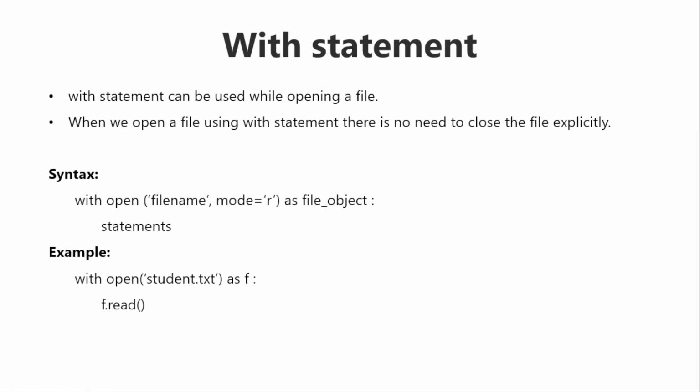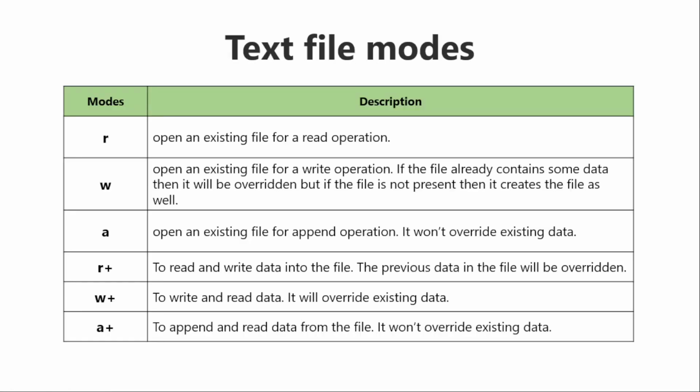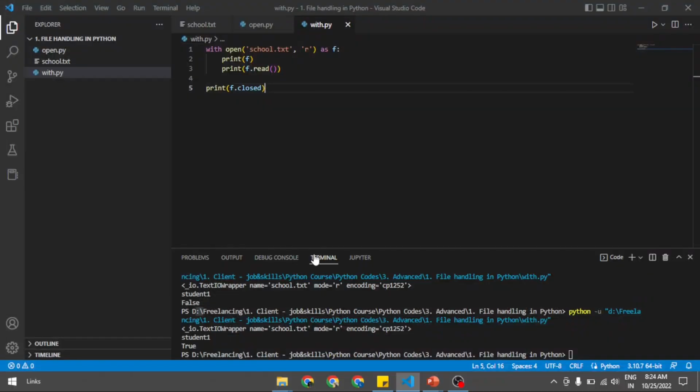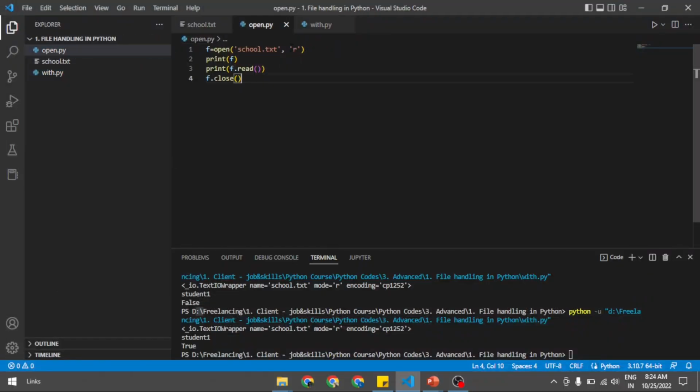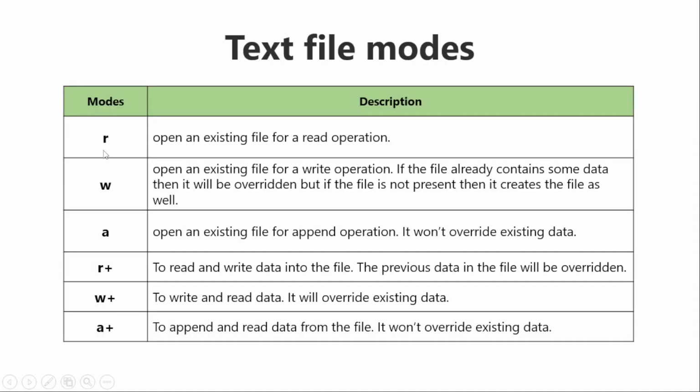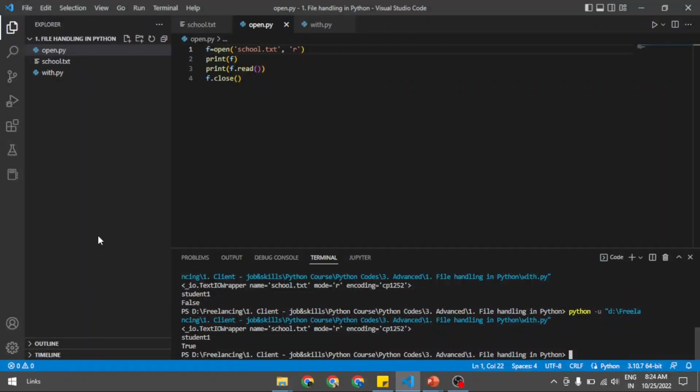Now let us move to text file modes. These are the modes which can be used while opening a file. As I said, in the open function we have a mode, for example mode r. There are around six types of modes you can use for different operations: read, write, append, read and write, write and read, and append and read. The following operations will be done this way, and let us go one by one.